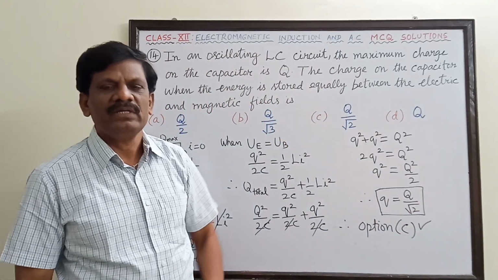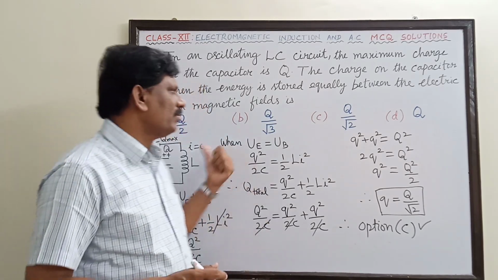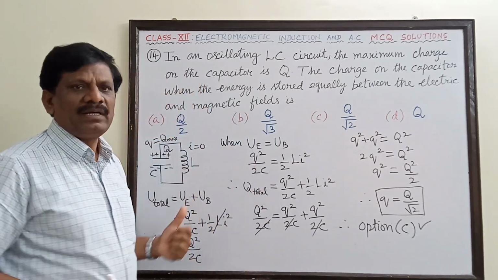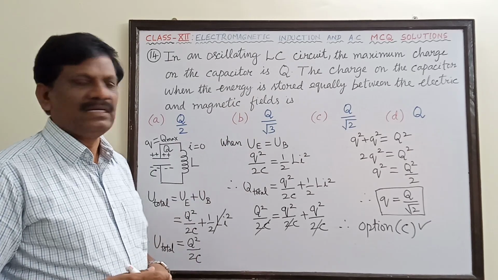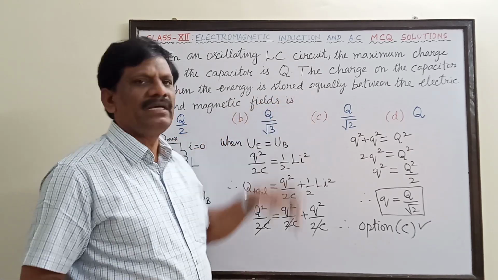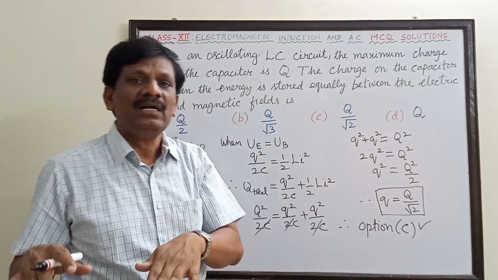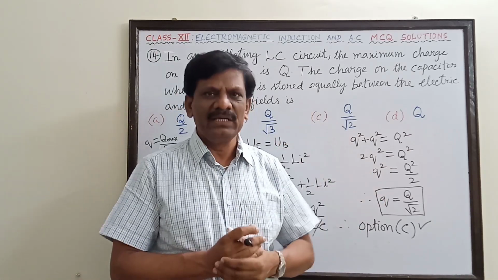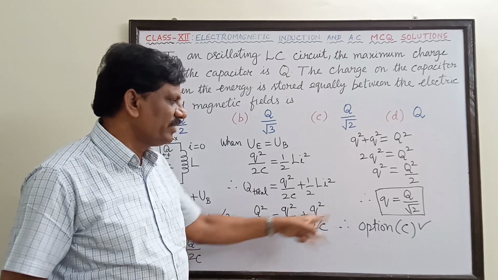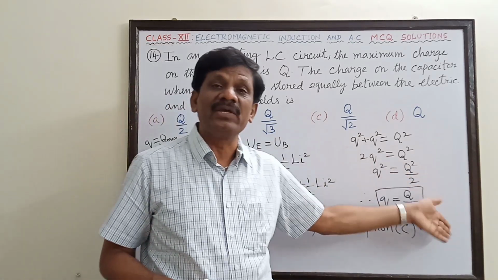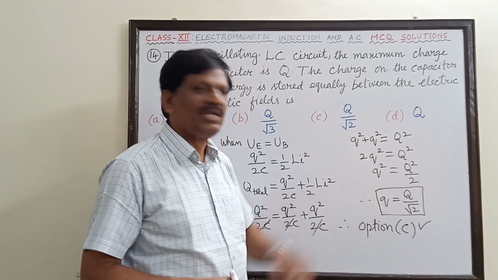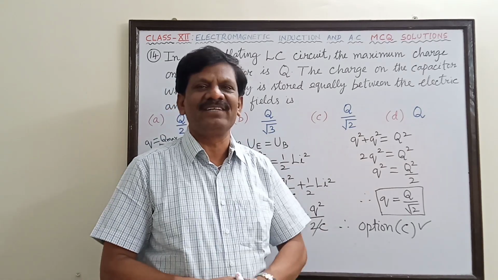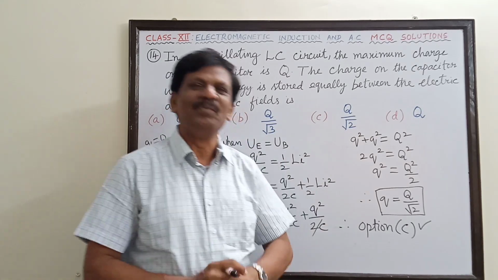In this type of problems, you have to understand the situation given. What is the situation given? When the energy in the capacitor is equal to the energy in the inductor. So by equating the energies, we have got the answer: q is equal to capital Q by root 2, where capital Q is the maximum quantity of charge in the capacitor plates. I hope you have understood well.